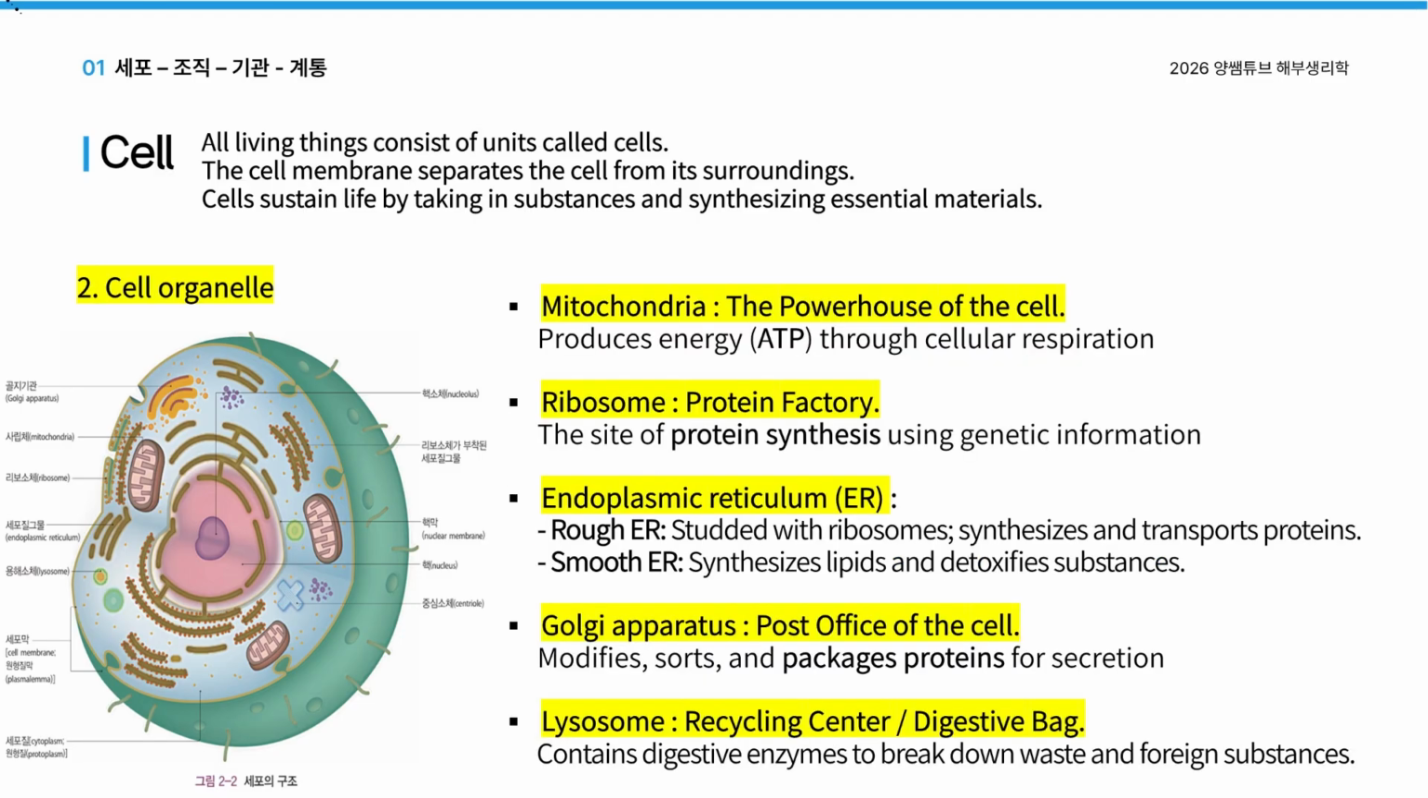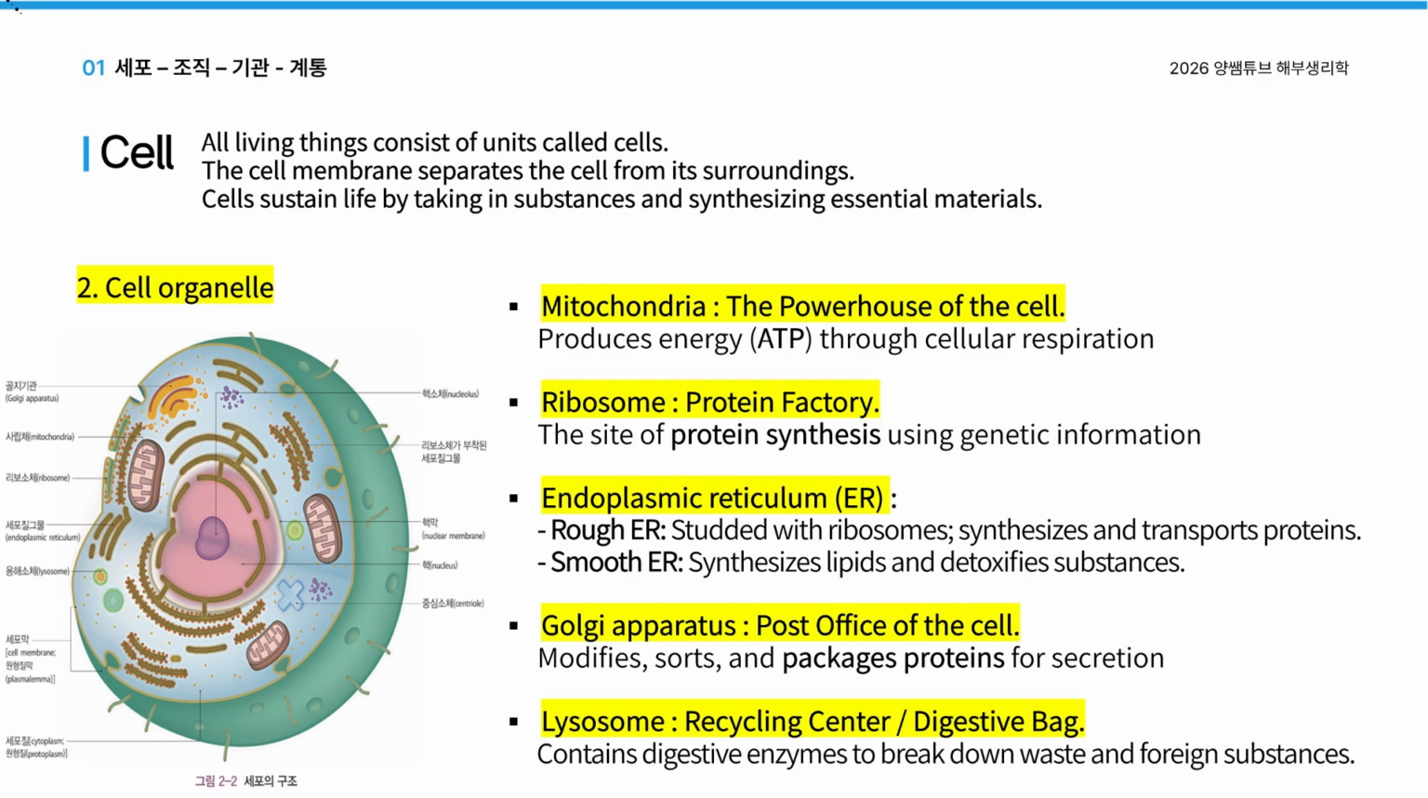These are like small organs inside the cell. Here are the 5 essential organelles you must remember. First, the mitochondria. We call it the powerhouse of the cell. It produces ATP energy through cellular respiration. Think of it as the battery that keeps the cell running. Second, the ribosome. This is the protein factory. It's the site where proteins are synthesized using our genetic information.